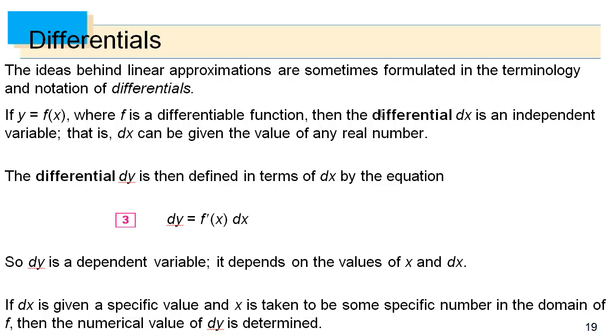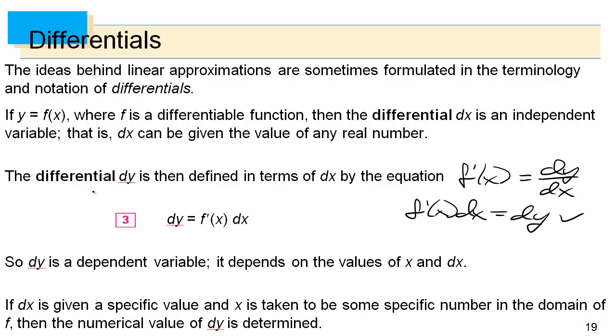And it basically comes from the idea that f prime of x is just another way of saying dy dx. Multiply both sides by dx, and f prime of x times dx equals dy. Ta-da! That's where this comes from. And you can see that dy is now a dependent variable that is defined. It depends on the values of x and dx because it is defined by the derivative of the function at x, that's f prime of x, and then times dx.